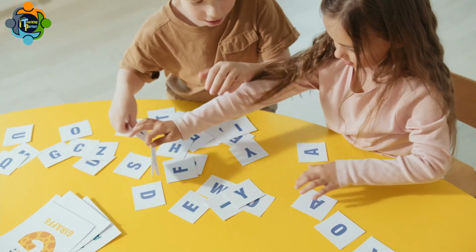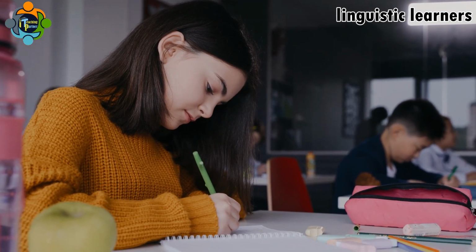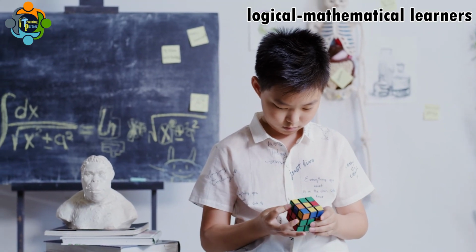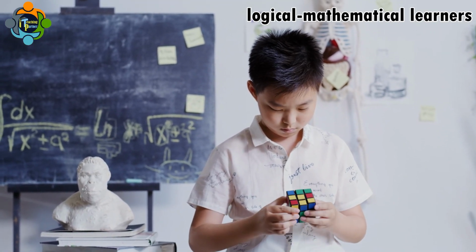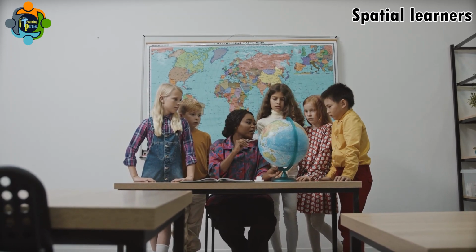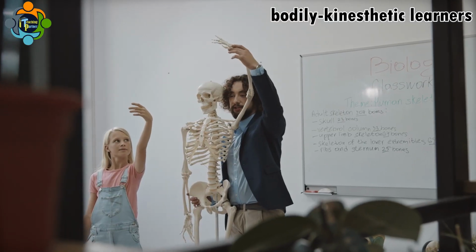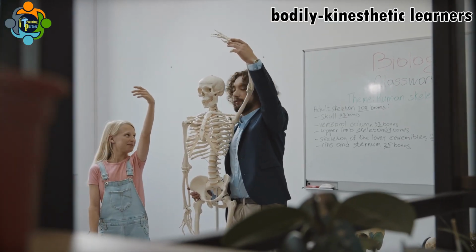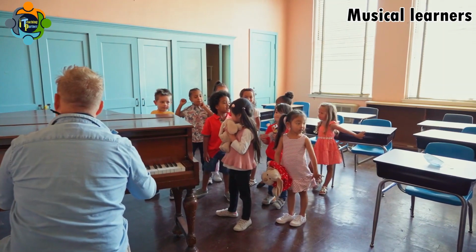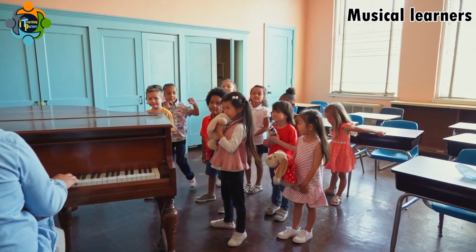Firstly, it is essential to design activities that cater to various intelligences. For linguistic learners, provide ample reading and writing opportunities. Encourage logical mathematical learners to solve problems and engage in critical thinking exercises. Spatial learners can benefit from visual aids, diagrams, or hands-on activities that allow them to interact with objects. Incorporate movement and kinesthetic activities such as role play or experiments to cater to the bodily kinesthetic learners. For musical learners, utilize music, chants, or songs to enhance their comprehension and retention.